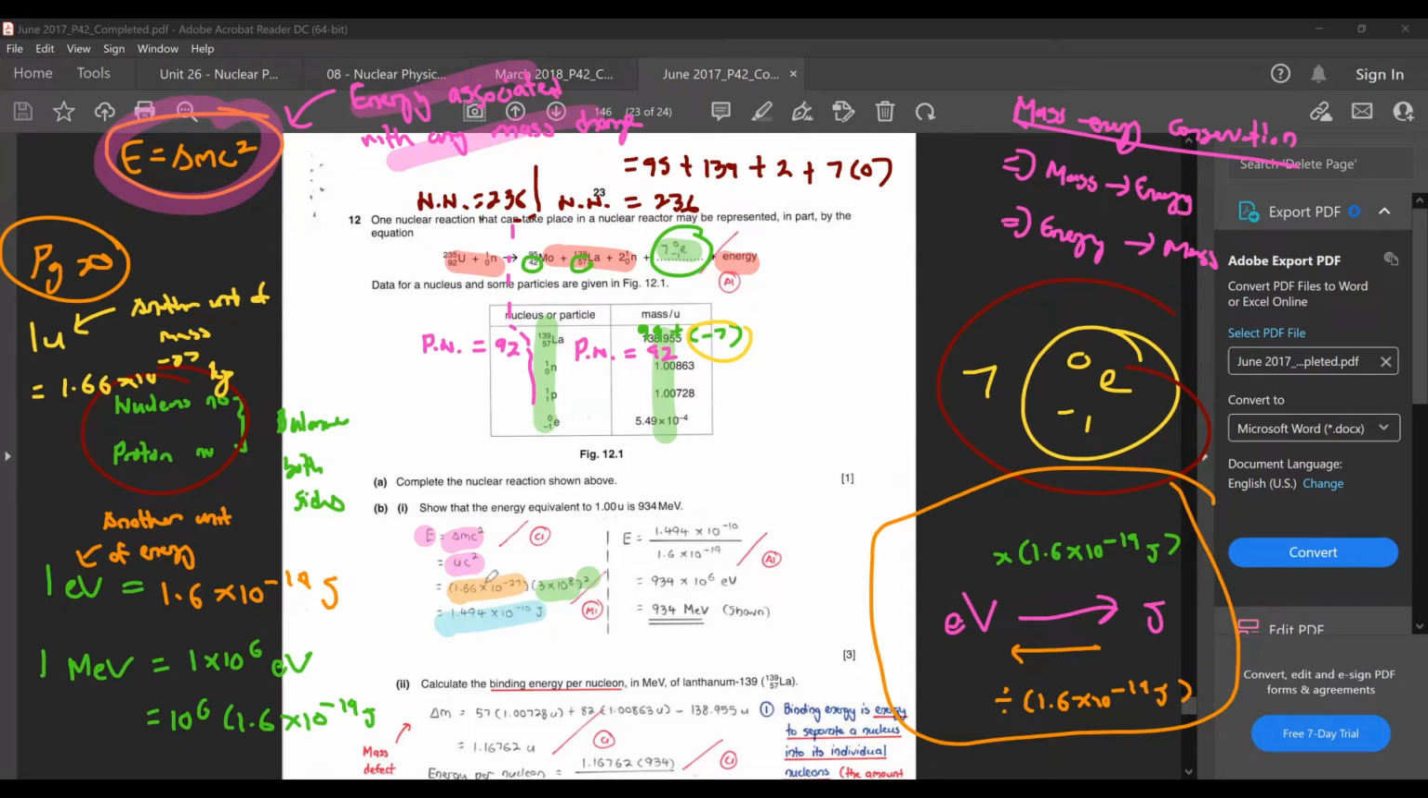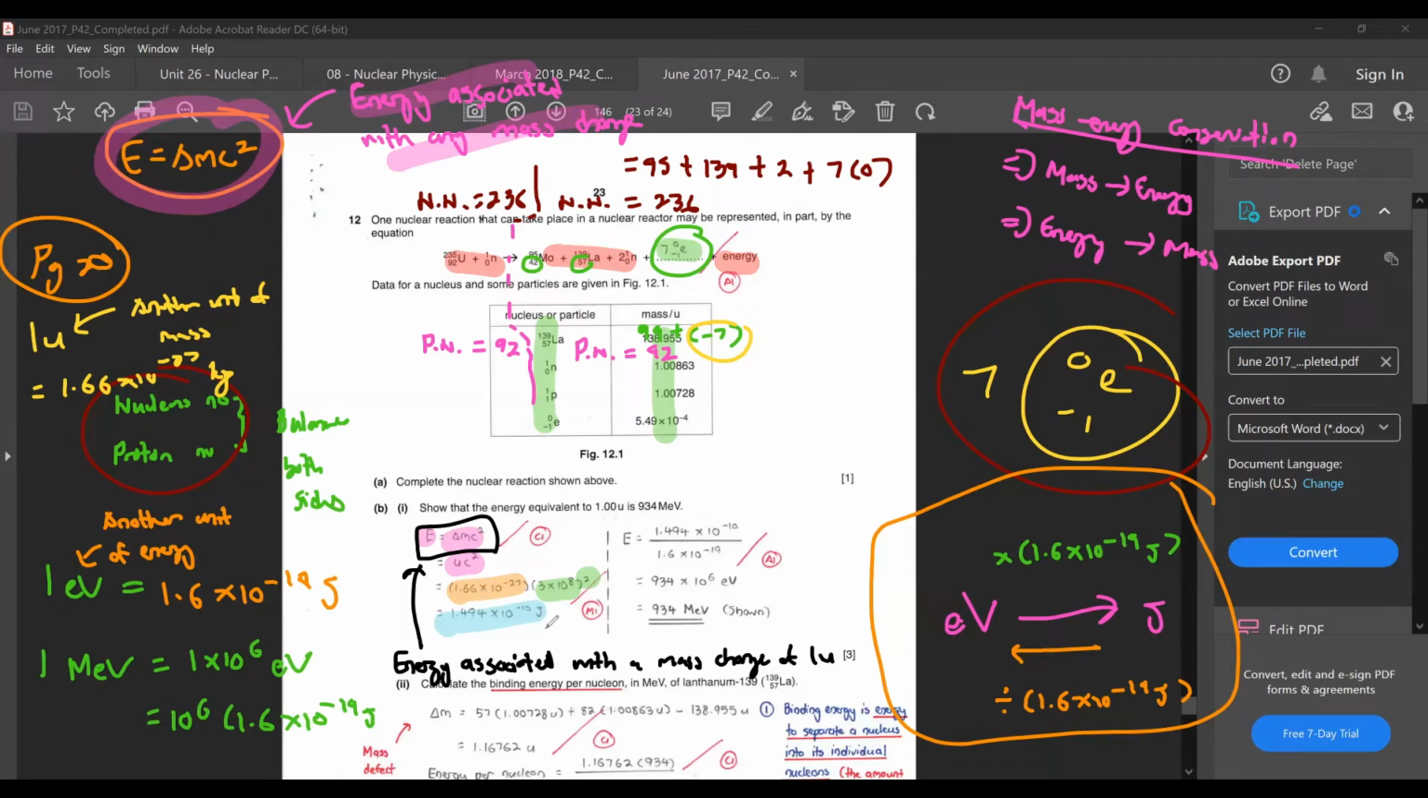Okay, so this one is the energy associated with a mass change of 1 u. Maybe I better just write it down. It's easier to understand that one. This is energy associated with a mass change of 1 u. That's why I can use E equals delta m c squared.